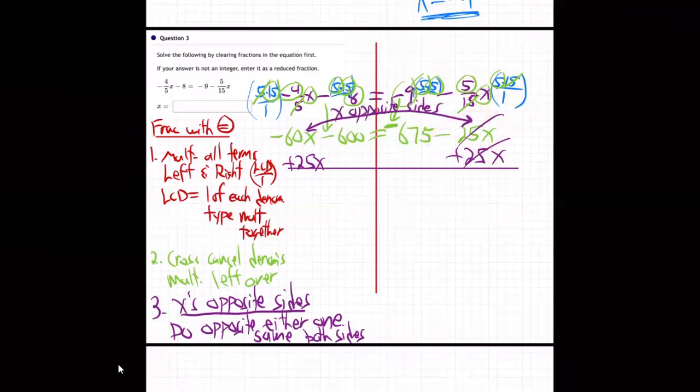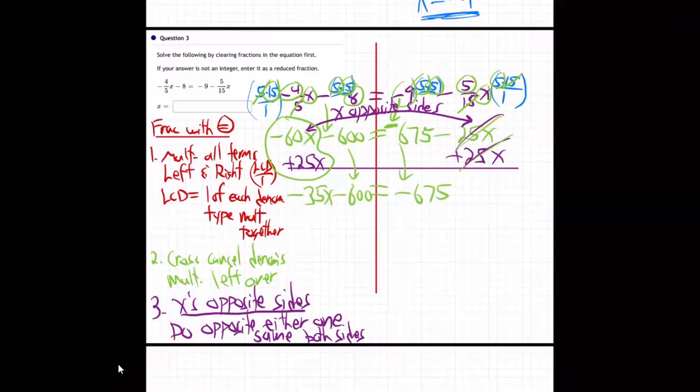All right, and so what will become of it? Like what's right here? Just use your calculator. Minus 60 plus 25 is minus 35x. Bring down the minus 600 equals, bring down the minus, don't forget that minus that I forgot at first, 675. And these guys are gone.